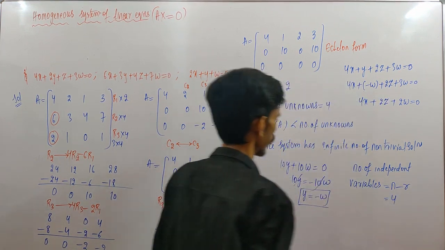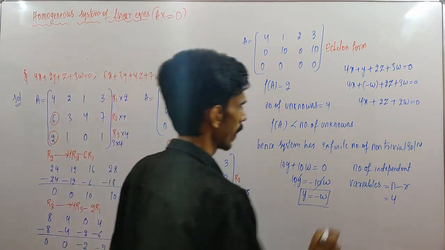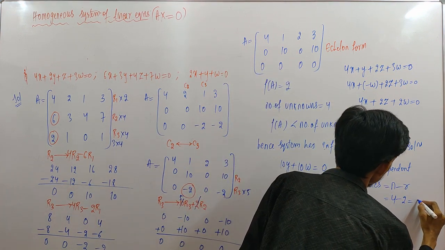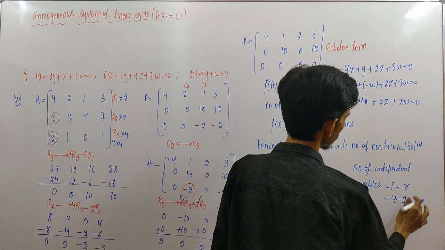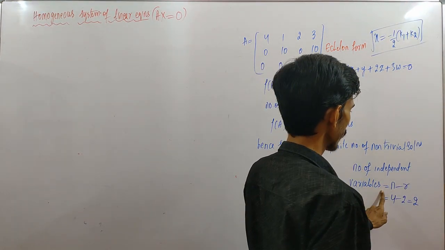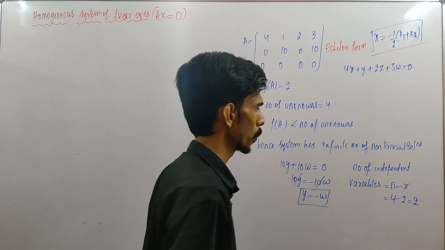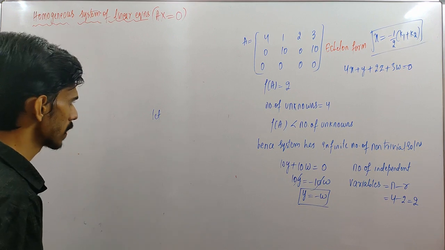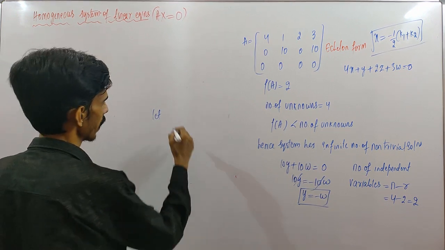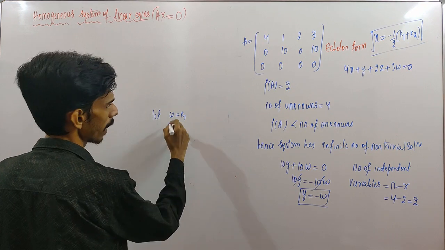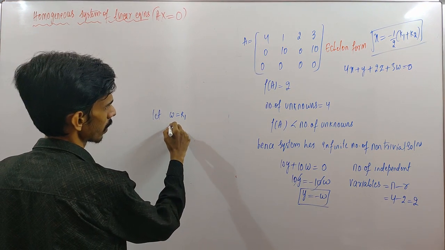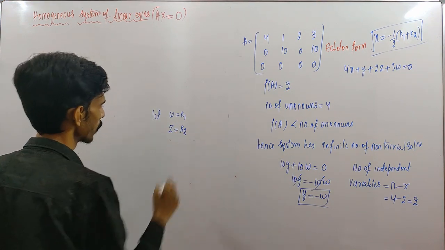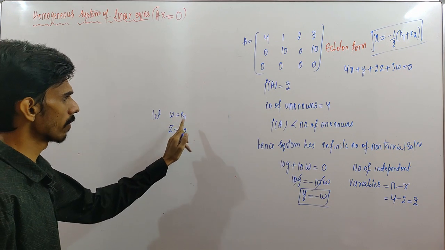We have 4 variables x, y, z, w, and rank we got as 2. So the number of independent variables is 2, and the other two are dependent variables. Let us take w equals k1, and we can take z equals k2. We will suppose two variables as k1 and k2.